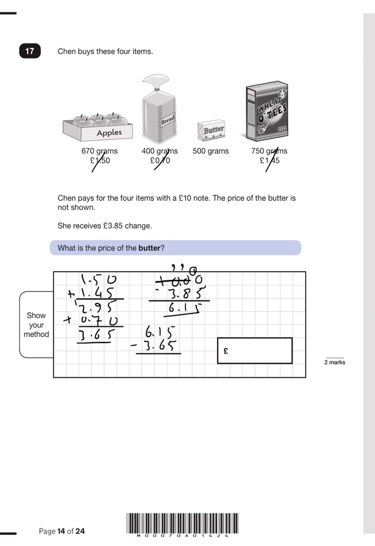The difference between the two, £6.15 and £3.65. 5 minus 5 is 0. 1 minus 6 we can't do. We'll do 11 by making the 6 a 5. 11 minus 6 is 5. Decimal point. 5 minus 3 is 2. So the price of the butter must be £2.50.